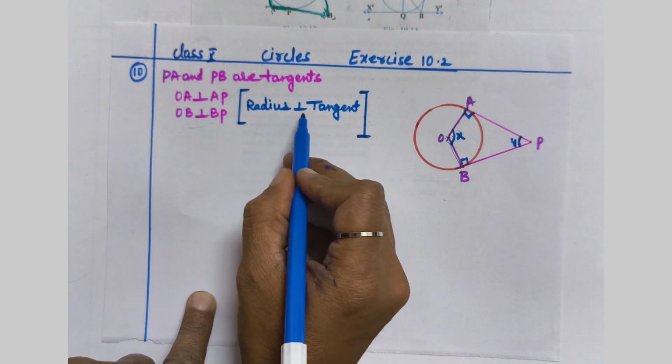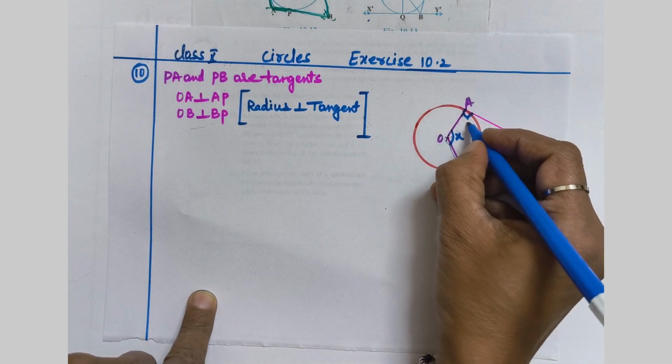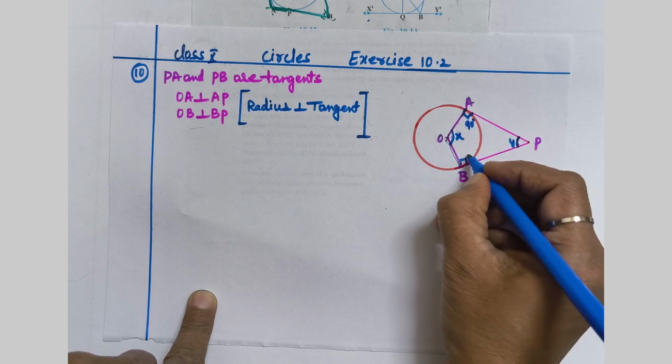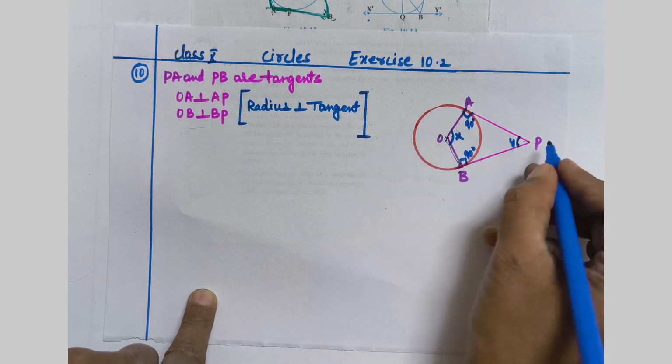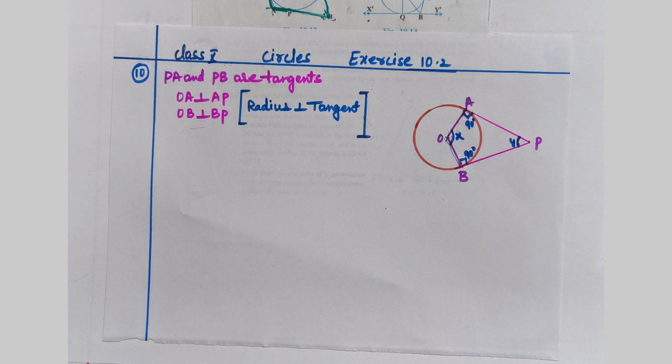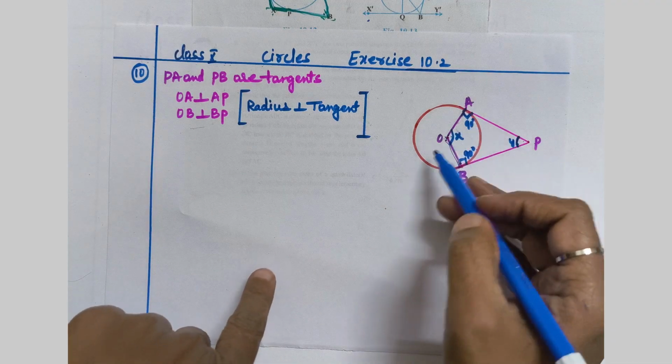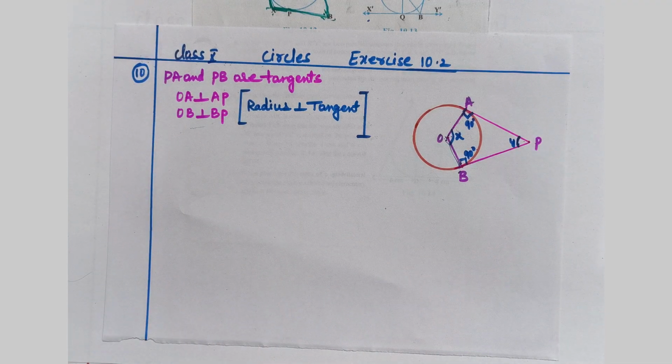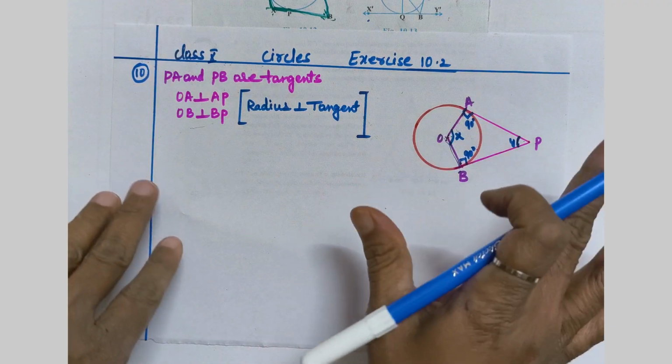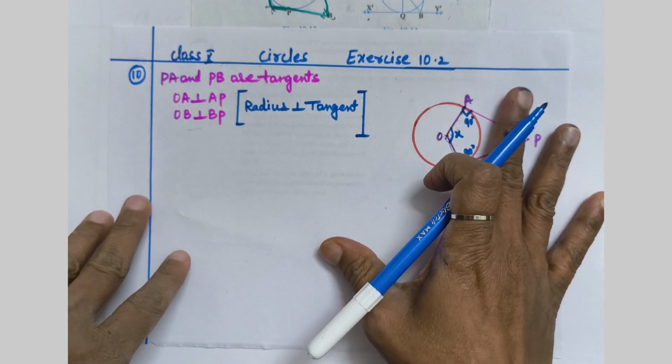What is the reason also? Radius is perpendicular to the tangent. Here perpendicular means how much degree? 90 degrees. Here also how much degree? 90 degrees. This x plus y, we will prove it is 180 degrees. So AOBP is a quadrilateral. Quadrilateral means these 4 angles sum to how much degree? 360 degrees. That concept we will use.